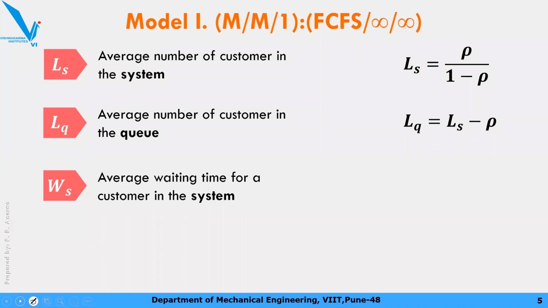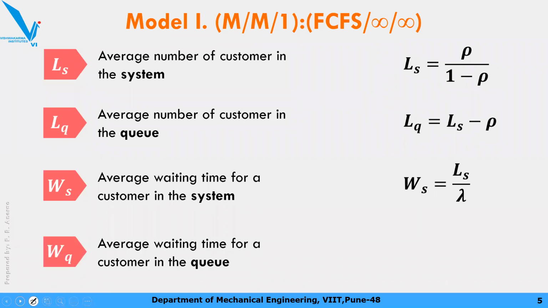Okay, next WS, that is waiting time. W stands for waiting time. WS is the waiting time in the system. You calculate this waiting time in the system by LS divided by lambda. Lambda is the arrival rate. Next, WQ, the average waiting time for a customer in the queue. On an average, how much time a customer spends standing in the queue. You calculate it by LQ divided by lambda.